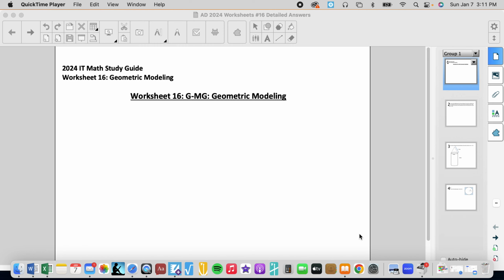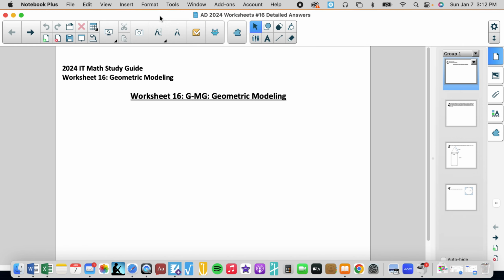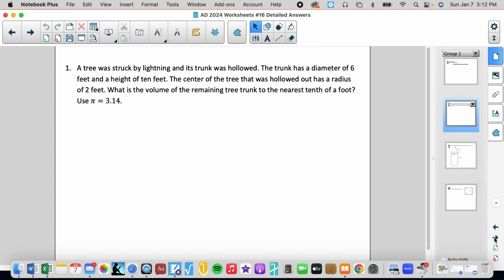On the geometry side, this is all primarily 7th grade material that you should remember. Geometric modeling. So we're going to just stretch that volume and surface area component by creating multi-figured objects. A tree was struck by lightning and its trunk was hollowed. The trunk has a diameter of 6 feet and a height of 10 feet. The center of the tree that was hollowed out has a radius of 2 feet. What is the volume of the remaining tree trunk to the nearest tenth of a foot?